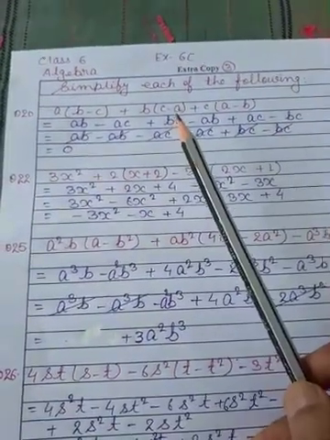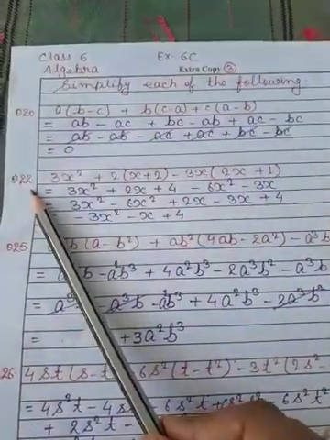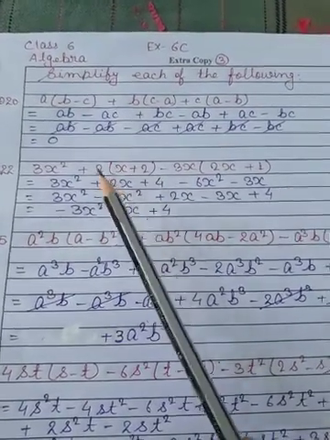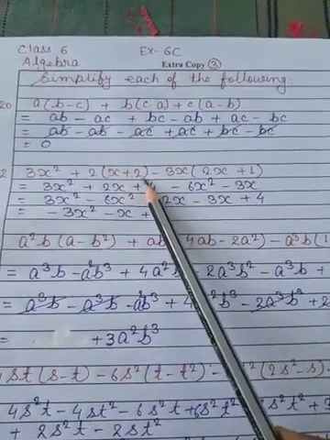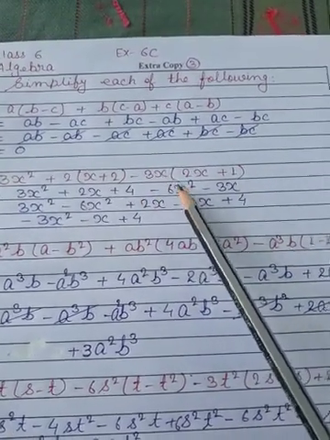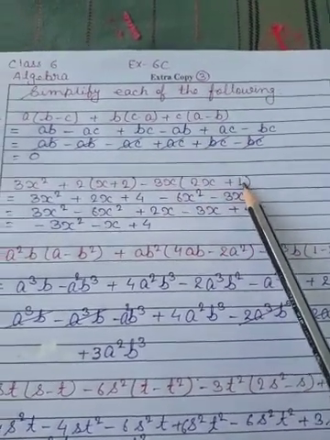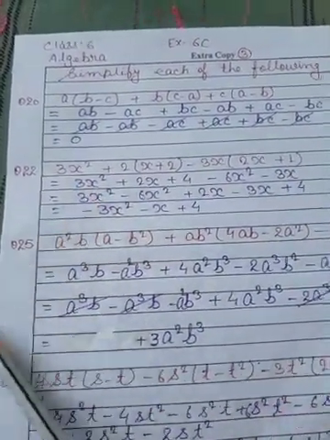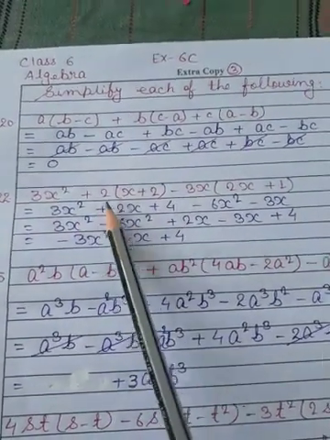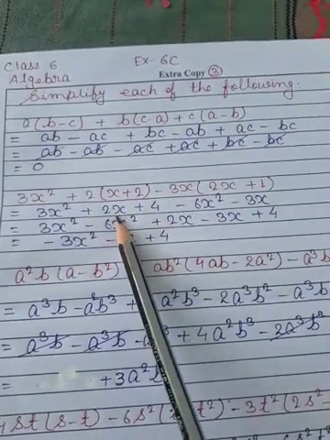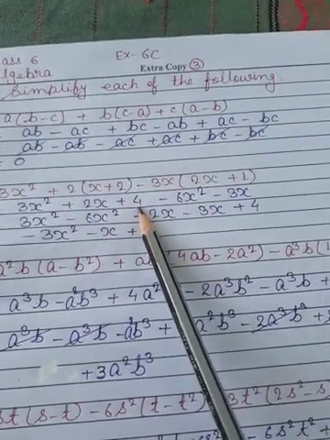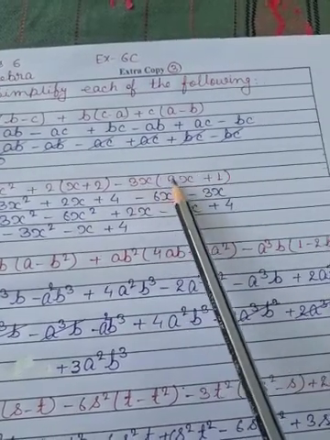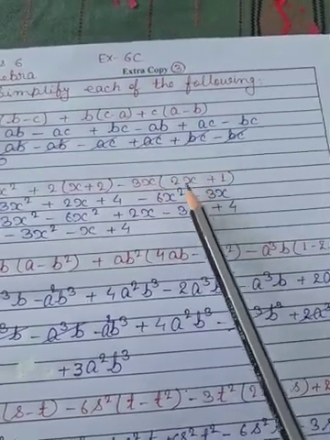Now question number 22. Again, 3x square plus 2(x plus 2) minus 3x(2x plus 1). Similarly, first we will solve the brackets. So 3x square will remain as it is. Again 2 is outside the bracket, so 2 multiply x, 2x, and 2 multiply by 2, 4. Now again here 3x is outside the bracket, so 3x multiplied by 2x, 3 into 2 is 6, and x multiplied by x is x square.